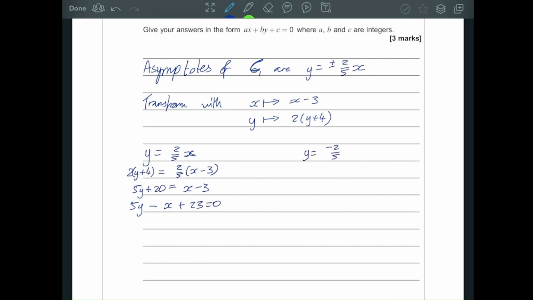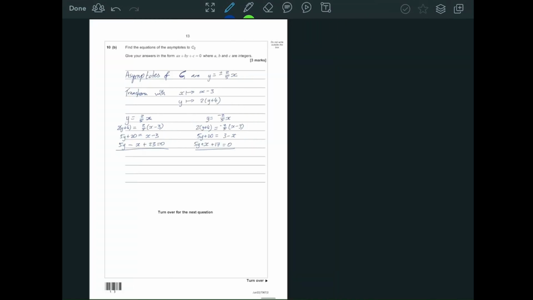For the other side with the negative, it's going to feel very, very similar, but we're going to get a negative sign swapped. 2/5 x minus 3 times up by 5, divide through by 2, but the negative makes this 3 minus x this time, so it'll be 5y plus x plus 17 equals 0. And those are my 2 asymptotes transformed from the previous asymptotes.